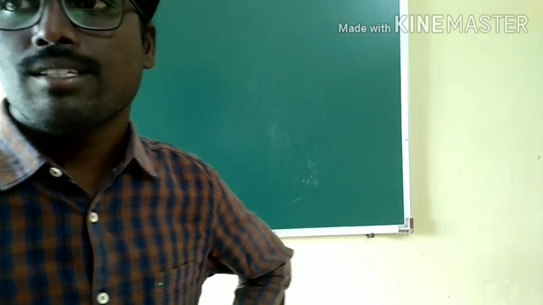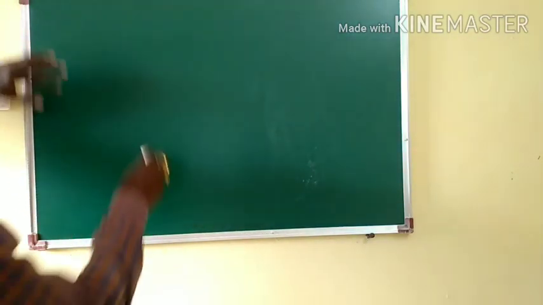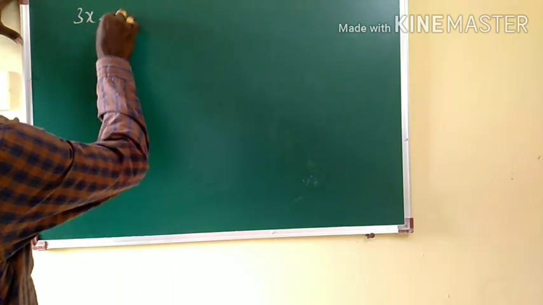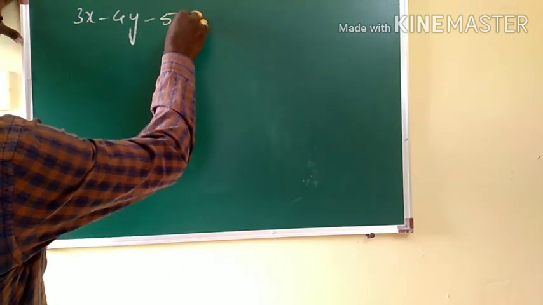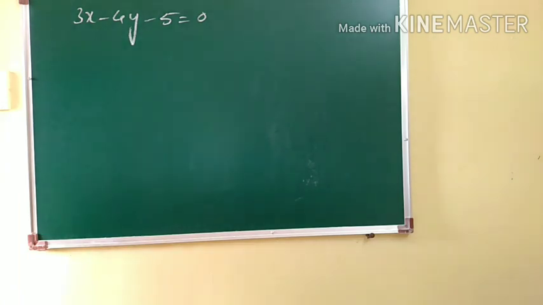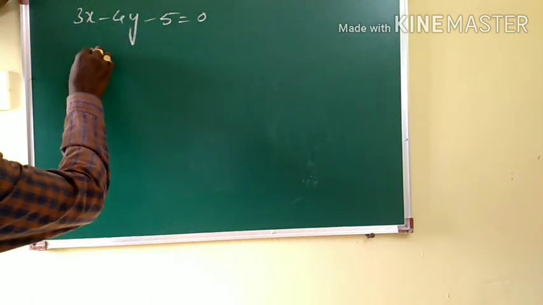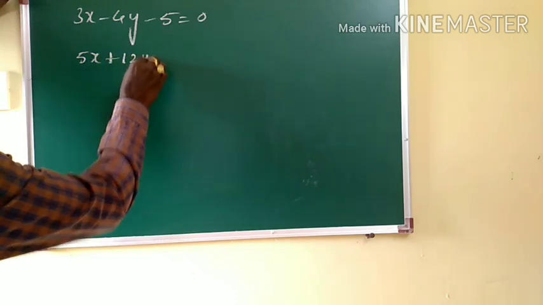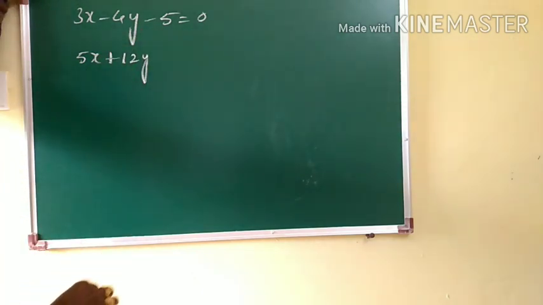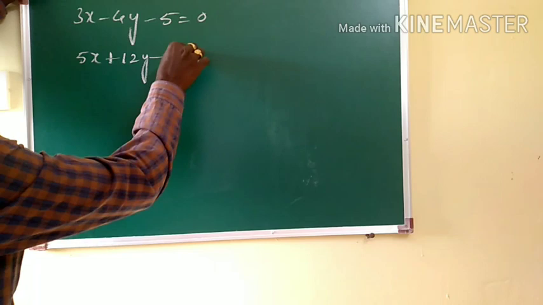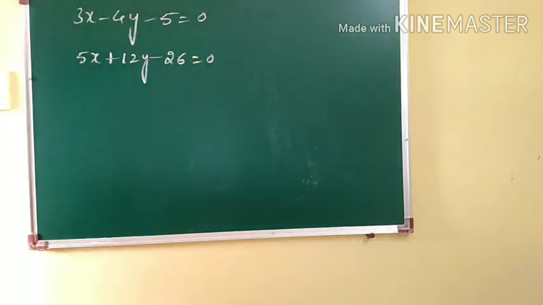The acute angle bisector between the lines 3x minus 4y minus 5 equal to 0 and 5x plus 12y minus 26 equal to 0.